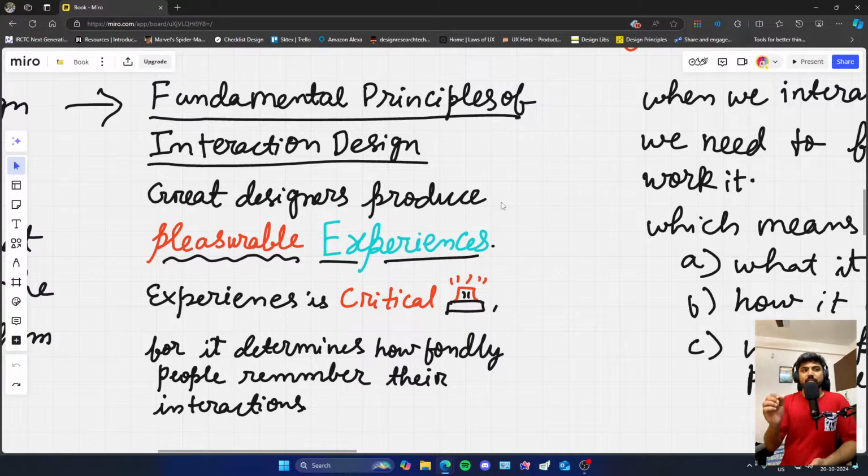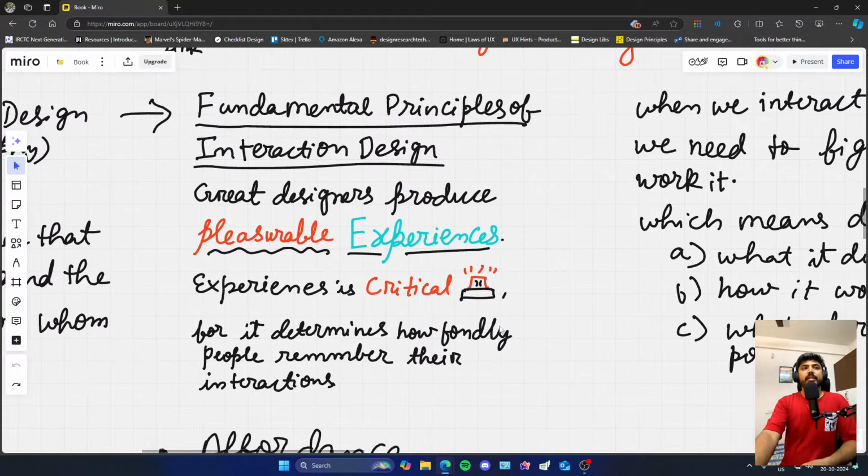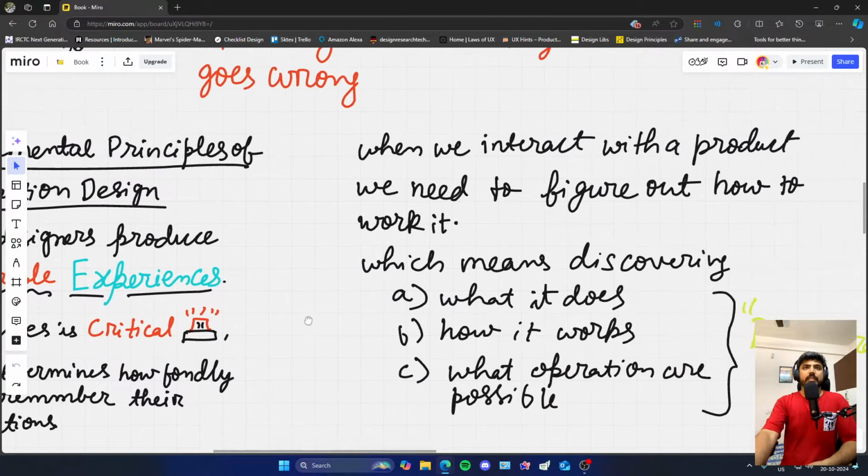Experiences are critical, for it determines how fondly people remember their interactions. This will come into picture later at the end of the chapter.